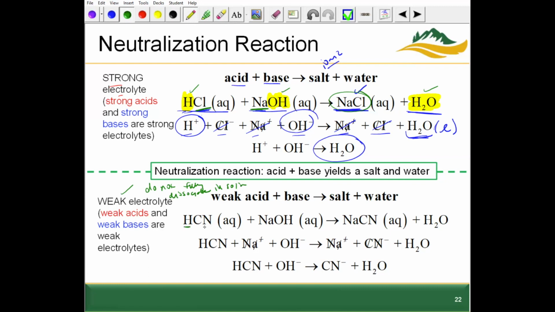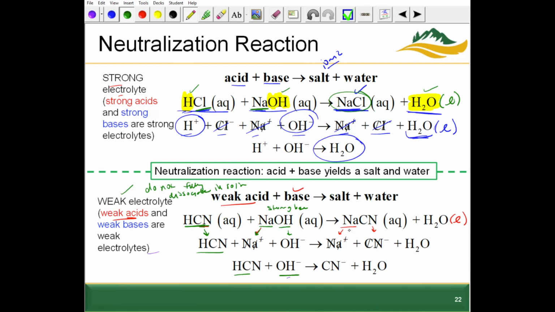So here we have hydrogen cyanide, and here we have sodium hydroxide. This is still a strong base. So for this example, we're just looking at a weak acid, but with a strong base. Let's see what happens then. We have HCN. To write out the ionic equation, because this is a weak acid, it does not fully dissociate in solution. So we can really think of this as HCN still intact. Then NaOH, as a strong base, does fully dissociate into Na plus and OH minus.